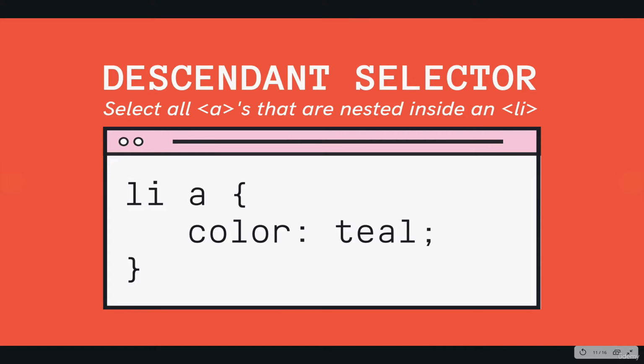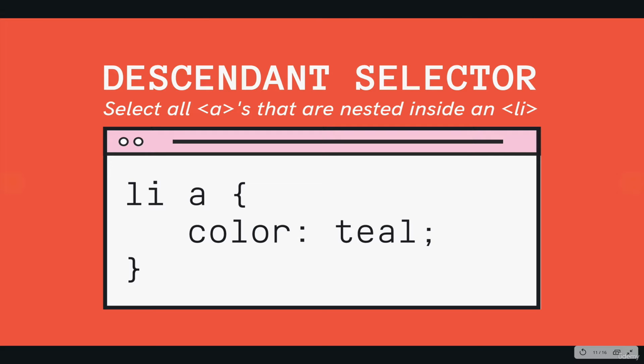The next selector we'll take a look at is the descendant selector, which we write using a space. So in this case, we have li space and then a. And this is going to select all anchor tags that are nested or are descendants of an li. So they descend from, they're somewhere nested inside of an li. It's a long way of saying that.